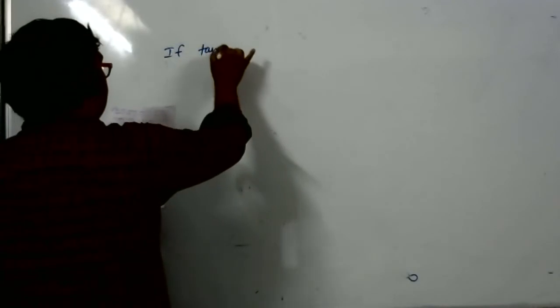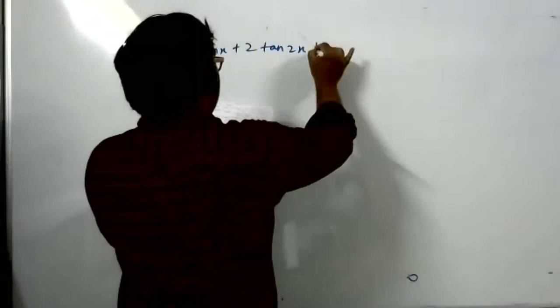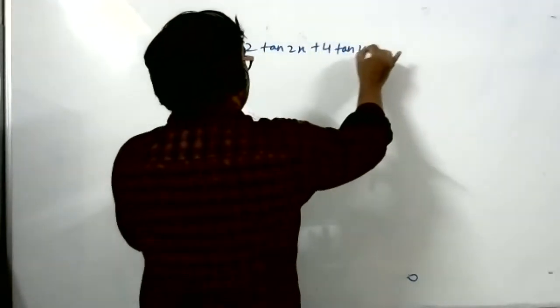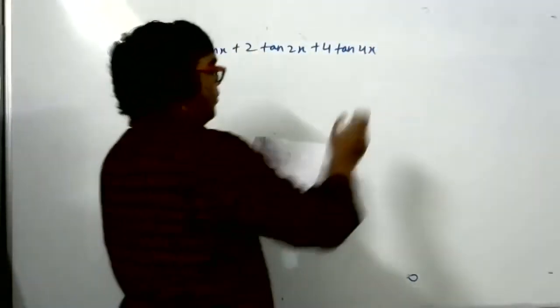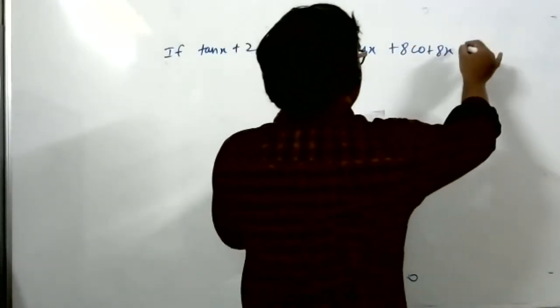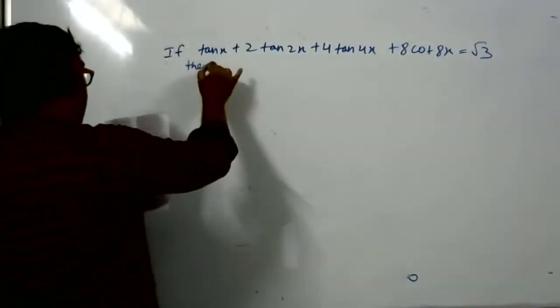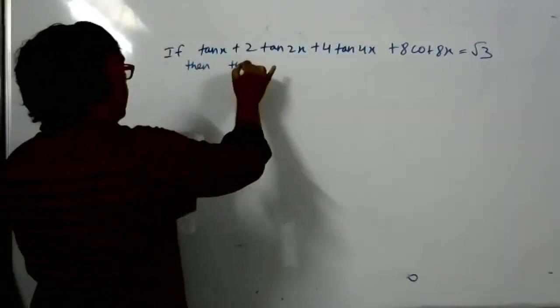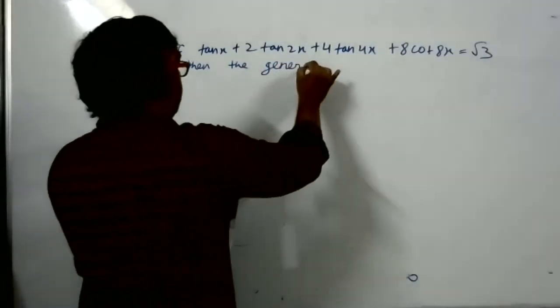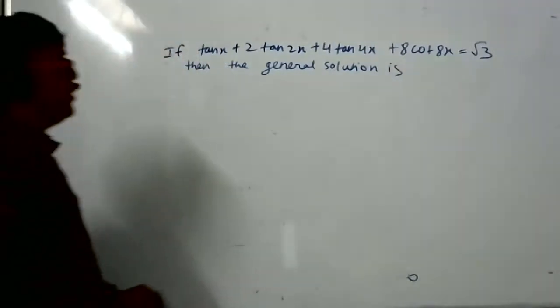Next question, write down. If 10x plus 2 tan 2x plus 4 tan 4x plus 8 cot 8x is equal to root 3, then the general solution is... What is the general solution?